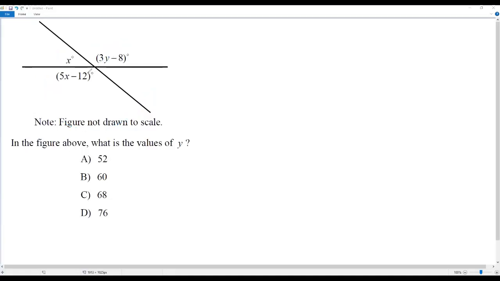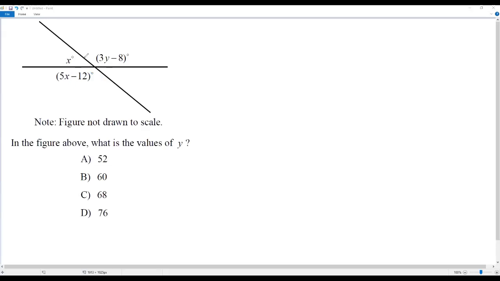Once I know this angle and the same angle measure over here, because these two angles are vertically opposite angles, I can solve for y. But if I want to find the angle measure over here, I must know the value of x. So first we have to solve for x.